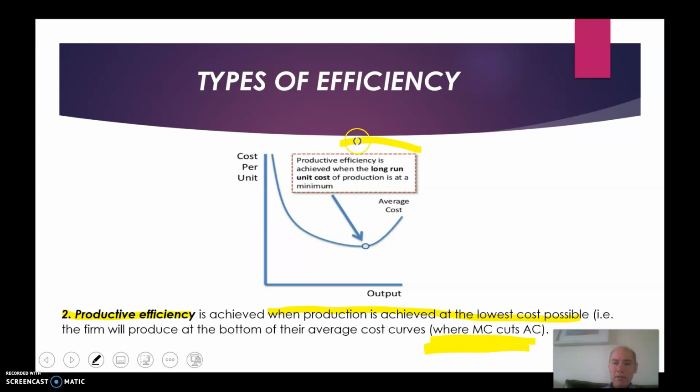Now, in the long run, if this is a long run average cost curve, then you can see a situation where the firm initially benefits from economies of scale, but potentially diseconomies of scale can occur. That will become clearer on the next diagram.